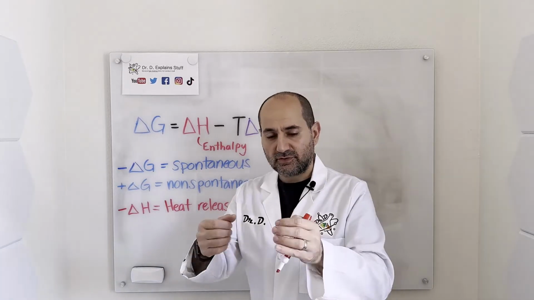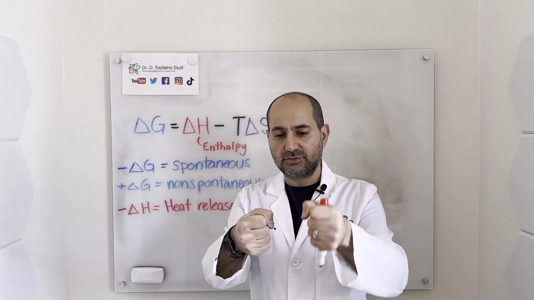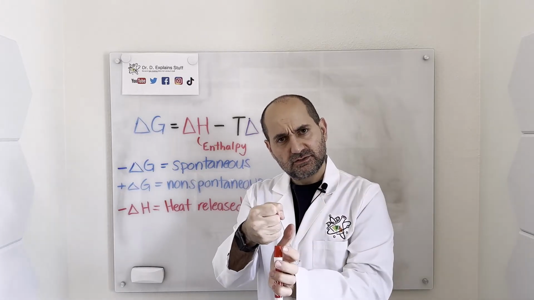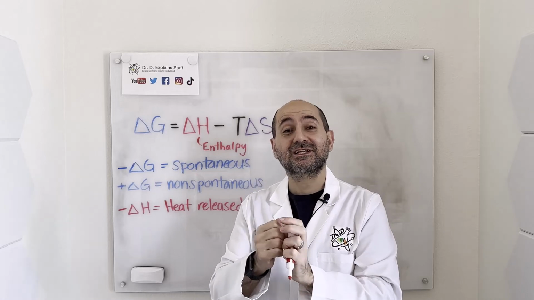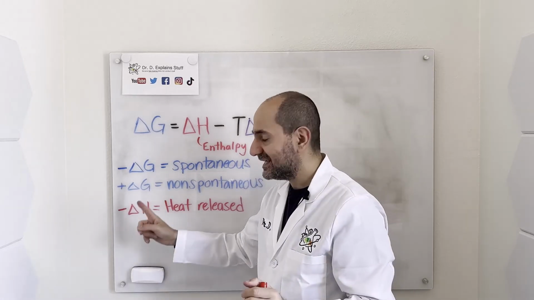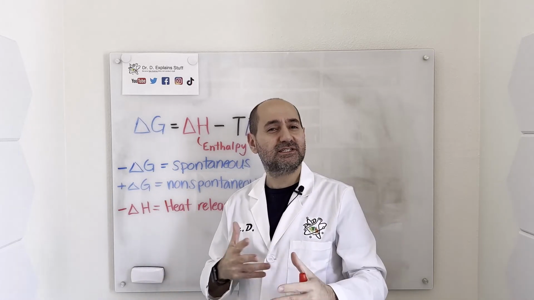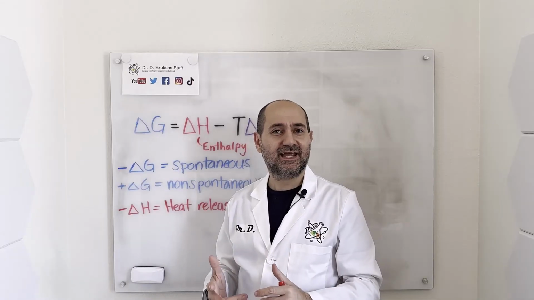So, for example, if I mix test tube A and test tube B, and then I feel the test tube, oh, and it's getting hot. It's getting hot because it's releasing heat. It has a negative delta H. That would be an example of a negative delta H reaction.